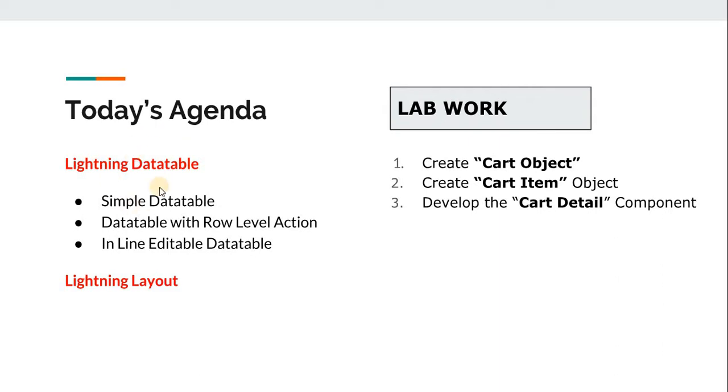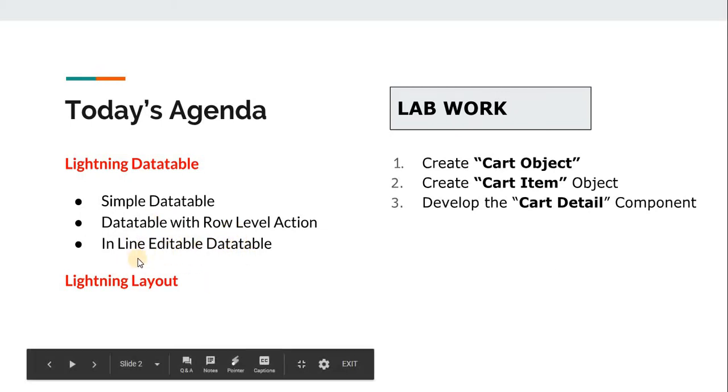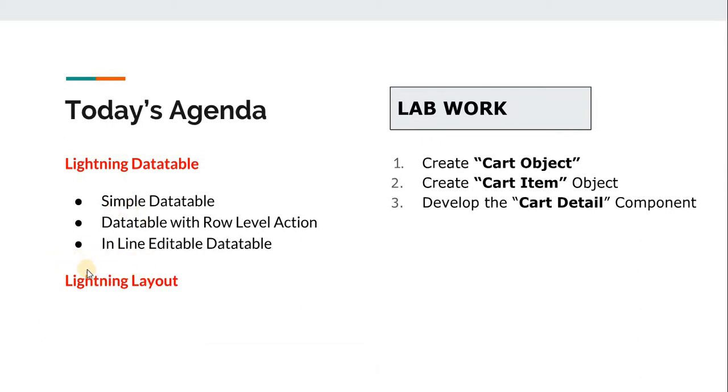Today we are going to learn about Lightning Data Table. Under Lightning Data Table we will learn three concepts: we will display a simple data table, then we will see how we can add row level actions on the data table, and then we will see the inline editable data table. That means inline edit data table. And then we are going to learn about lightning layout, how we can create different layouts in the lightning component with the help of lightning layout.